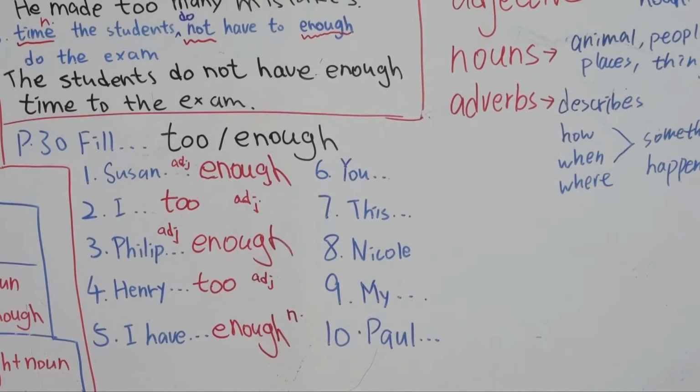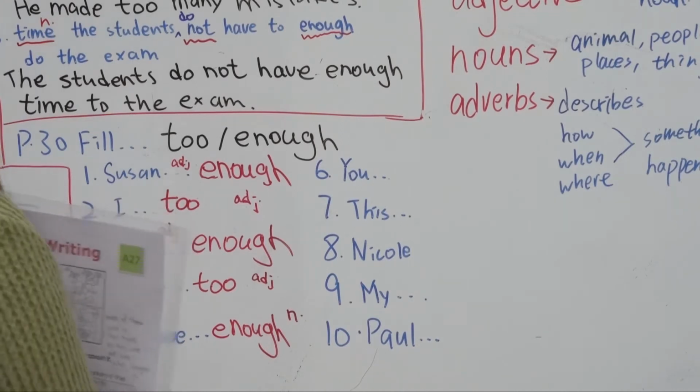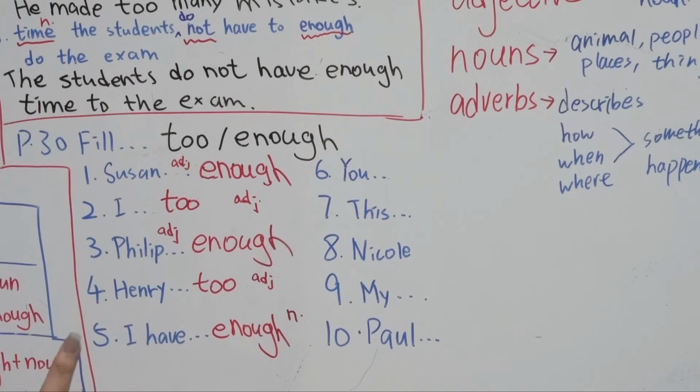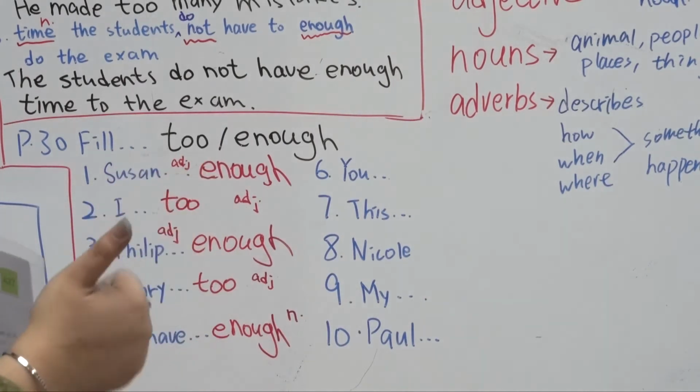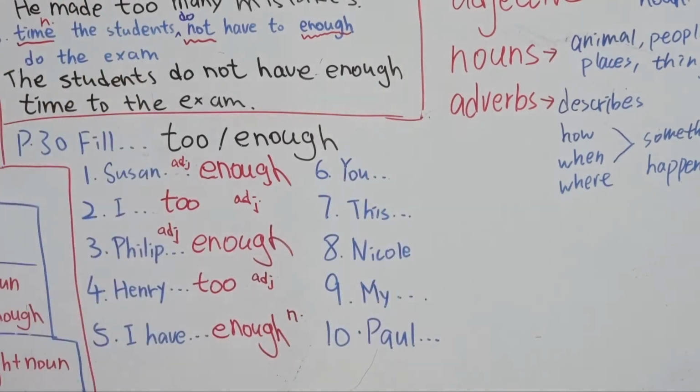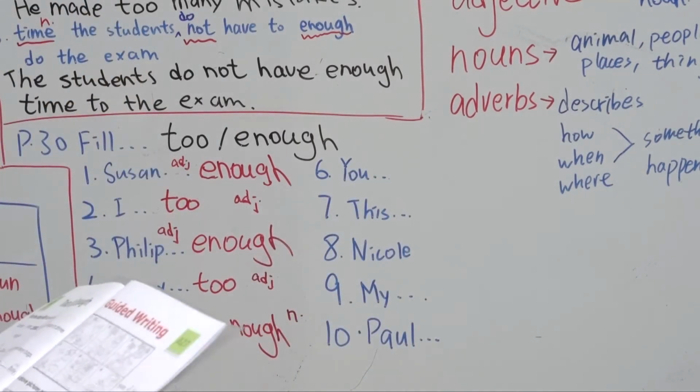Number 6. Just remember, when you are doing this kind of exercise with too or enough, just remember that too is used before an adjective and adverb. Then it will be easy for you to understand. I know it's confusing, but let's do it.